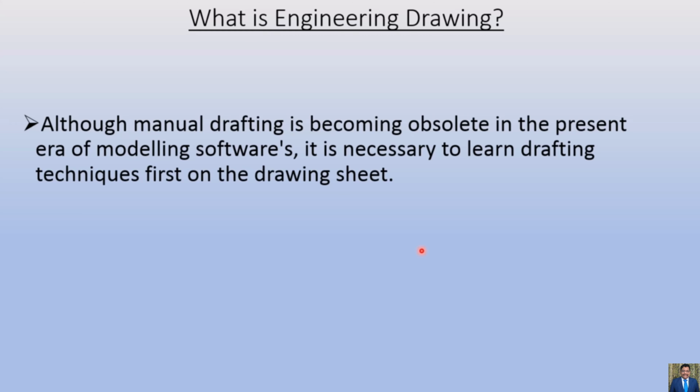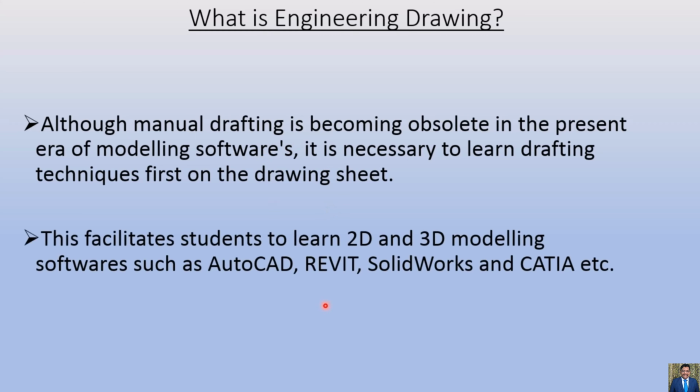One important thing here is that manual drafting is not in use nowadays. It's not been in general use. Most of the time, practically we are using modeling software like AutoCAD, Revit, MEP, and SolidWorks, CATIA for specific applications. But we have to first learn manual drafting techniques on the drawing sheet, which is the way we are going to do this course, so that afterwards it will become easy for us to learn AutoCAD, Revit, SolidWorks in the future. So this course is limited to manual drafting.